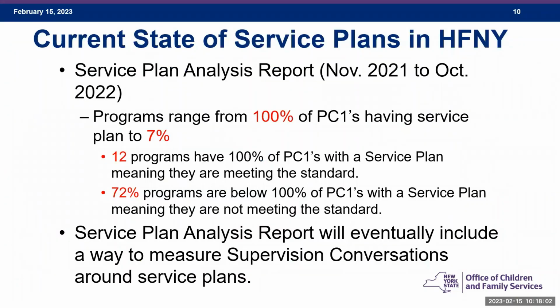The additional component that we wanted to add to this when we're thinking about analysis for this is that Ava mentioned that we have this range of programs that's going from 100% of their PC1s having a service plan to 7%. What this also then indicates is that 70% of programs are not meeting that standard, which means they're not necessarily meeting performance indicator 14. And subsequently, they're not necessarily meeting performance indicator 15.